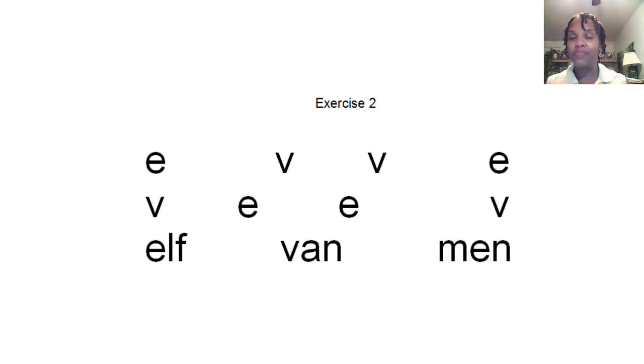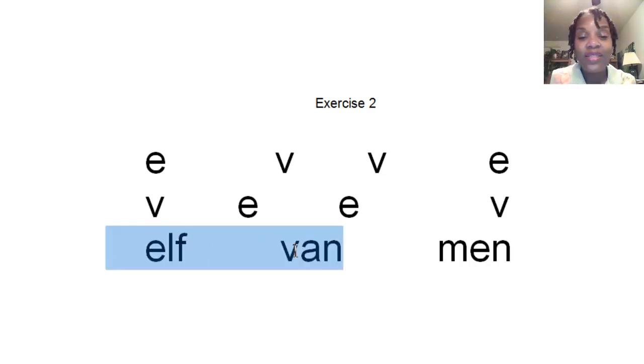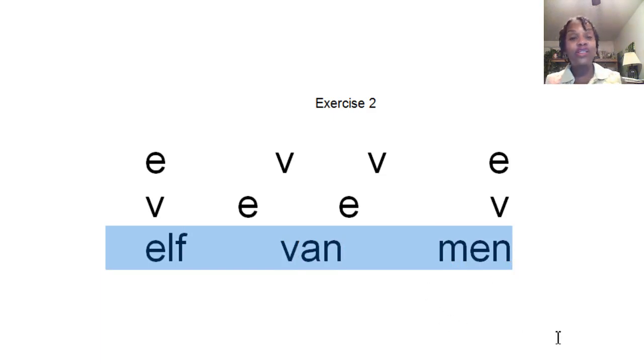Good job. And by the way, I forgot to mention that this row right here, you've just added 3 more words to your reading vocabulary, right? So you can now read elf and van and men in addition to all the other words that you've learned. Good job. Good job.